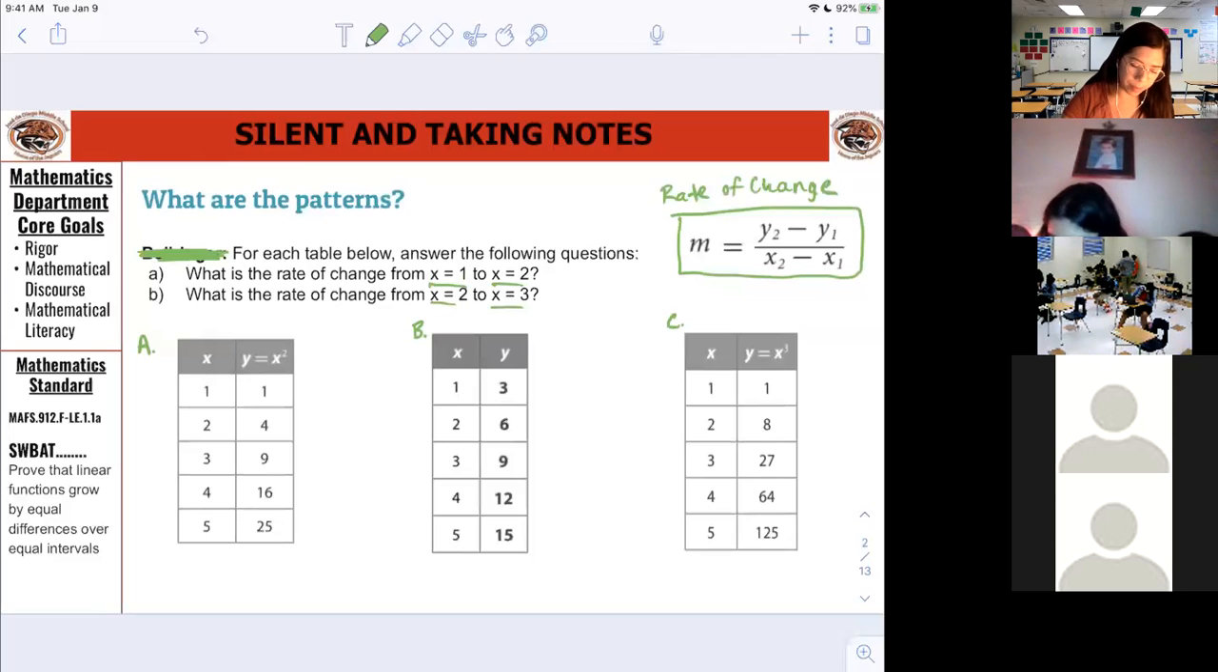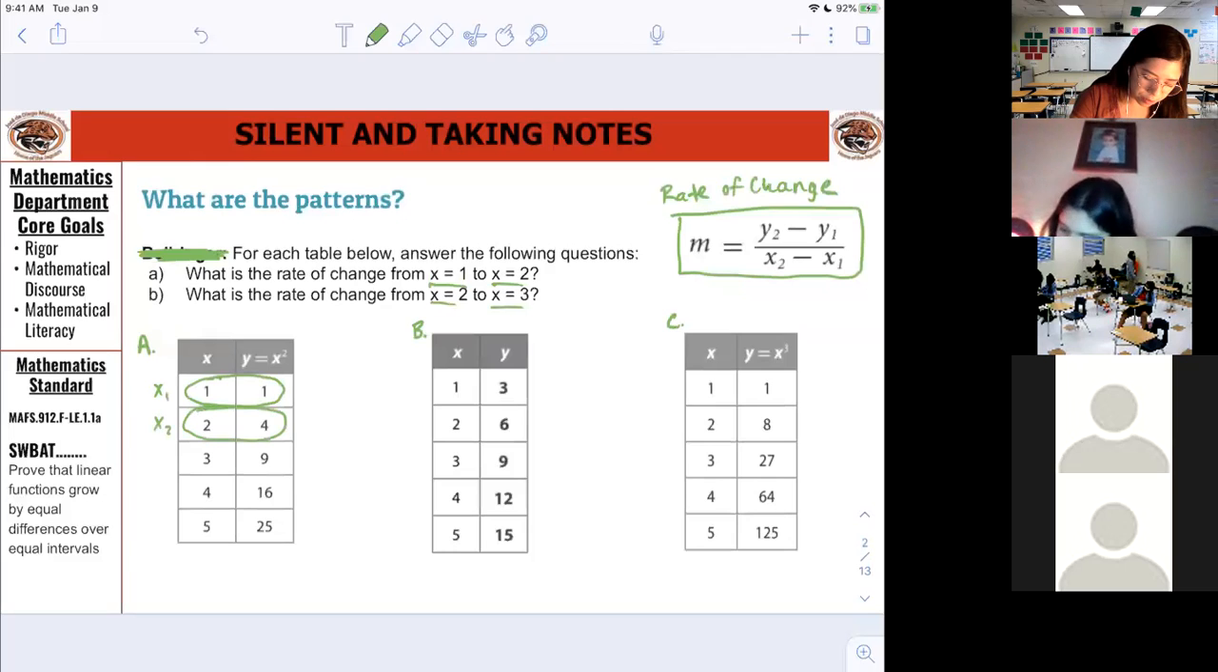Rate of change formula. I'm going to find the rate of change between week 1, or x equals 1, and x equals 2. I'm going to start with those two values. So here I have x1, x2, y1, y2, and I'm going to plug all of that into my rate of change formula. So I have y2 minus y1, so that's 4 minus 1 over 2 minus 1. 4 minus 1 gives me 3. 2 minus 1 gives me 1. So my rate of change between the first 2 points is 3.